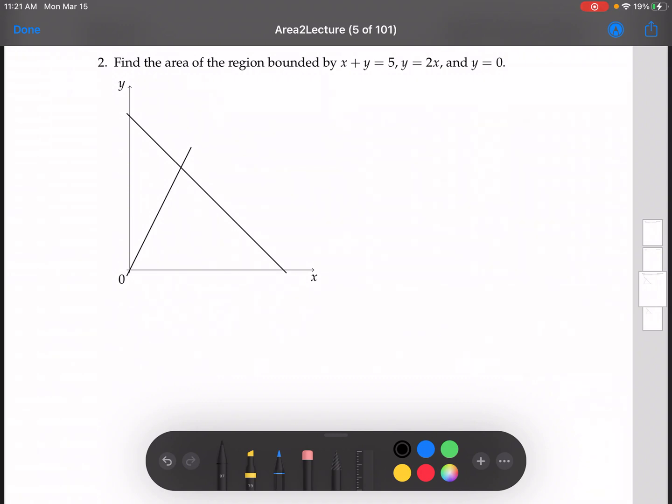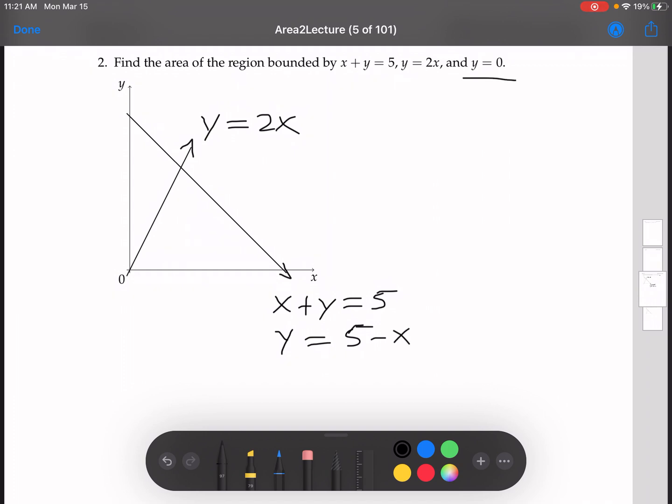In this video, we are going to find the area of the region bounded by x plus y equals 5, y equals 2x, and y equals 0. If you were to graph these functions, you would see that this is the graph of y equals 2x, that this is the graph of x plus y equals 5, otherwise known as y equals 5 minus x. And remember that the graph of y equals 0 is just the x-axis.